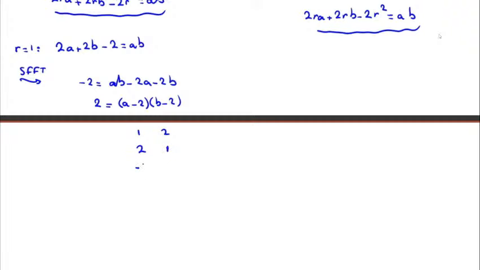So A minus 2 times B minus 2 is 2, so we have 1, 2, and 2, 1. Negative 1, negative 2 is not possible because then B will be 0. So in this case we don't need to consider. And then A will be 3, B will be 4. And this one, vice versa: A 4, B 3. And if you check, let's check. R is 1, A is 3, B is 4, and C will be 5.